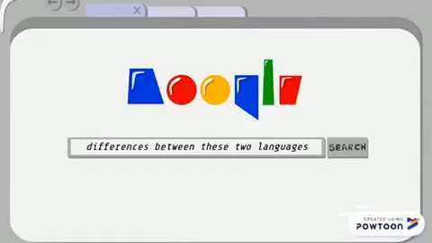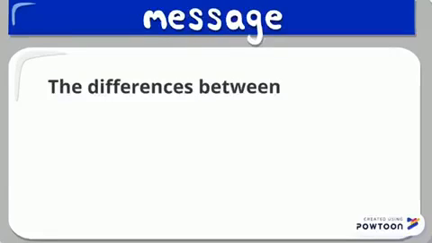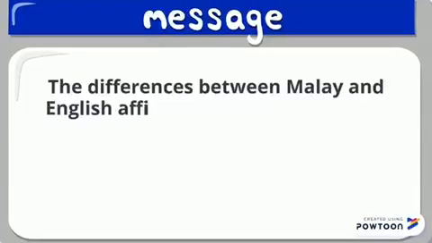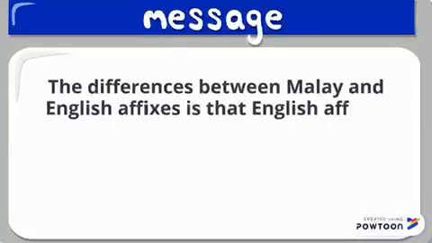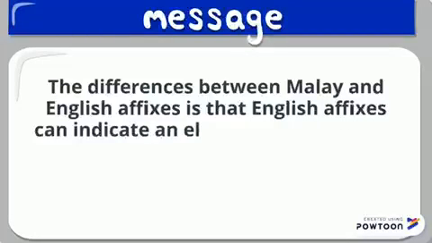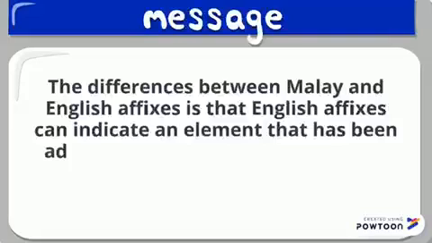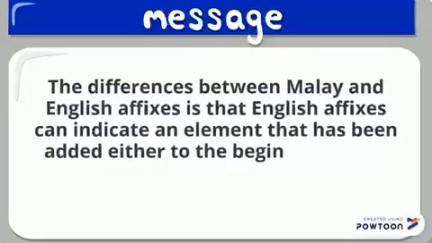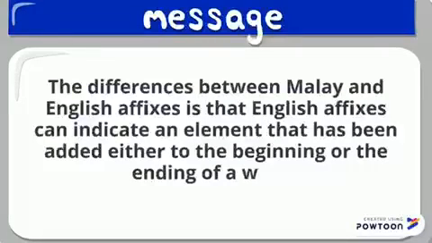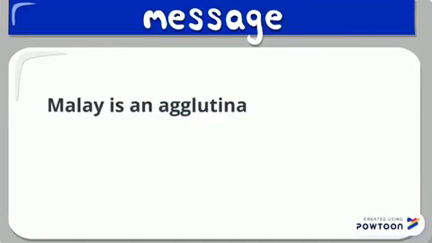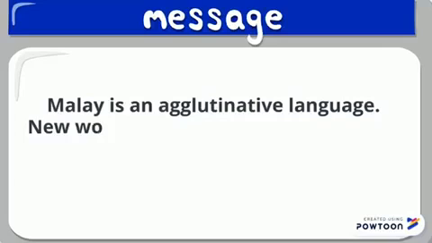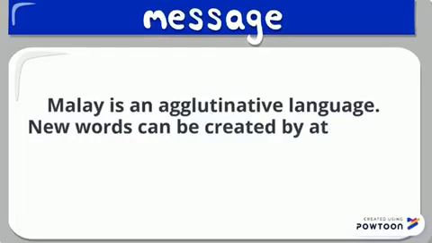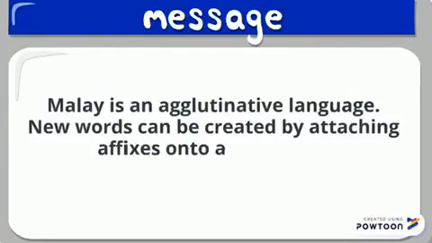Now, let's take a look at the differences between these two languages. The differences between Malay and English affixes is that English affixes can indicate an element that has been added either to the beginning or the ending of a word. Malay is an agglutinative language. New words can be created by attaching affixes onto a root word.